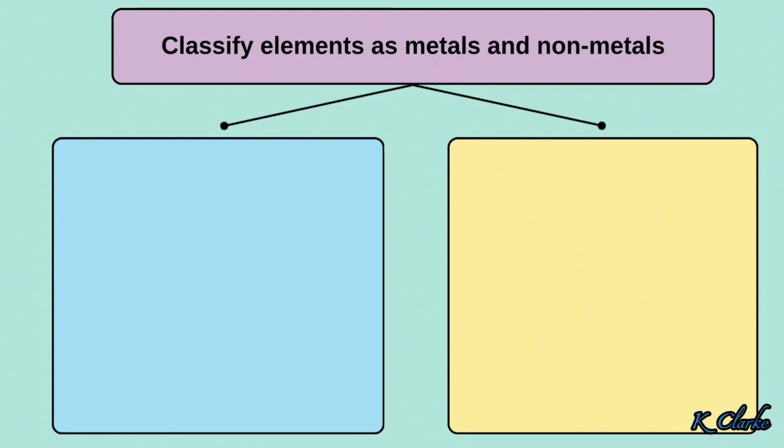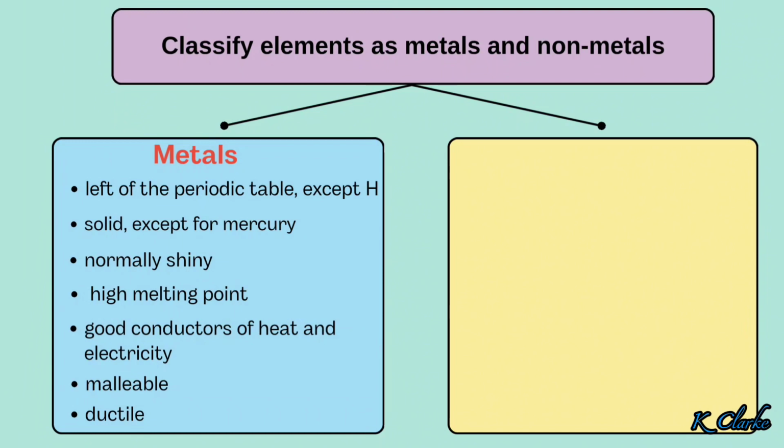At this time, we are going to classify elements as metals and nonmetals. In order to classify elements as metals and nonmetals, you have to know where they are located on the periodic table, as well as properties of metals and nonmetals. Metals are located to the left of the periodic table except for hydrogen. Metals are solid apart from mercury.